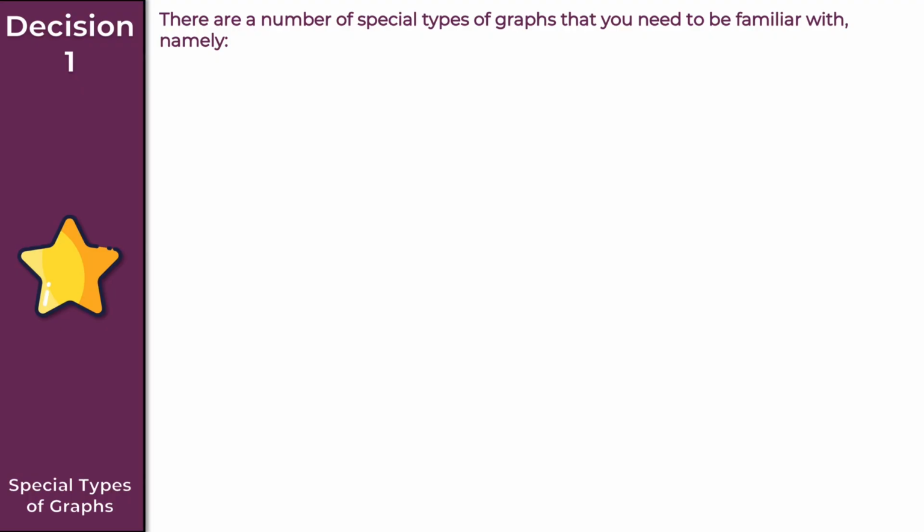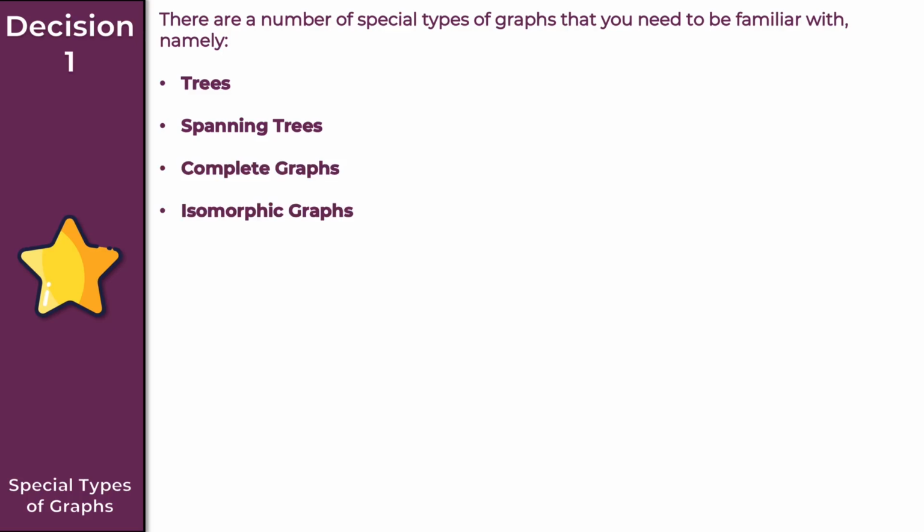In this video here, we're going to take a look at special types of graphs. Now, there are a number of special types of graphs that you do need to be familiar with, namely trees, spanning trees, complete graphs, and then finally here, isomorphic graphs. So I think the best thing to do here is just take a look at each type of graph in more detail. So let's get started then with trees.